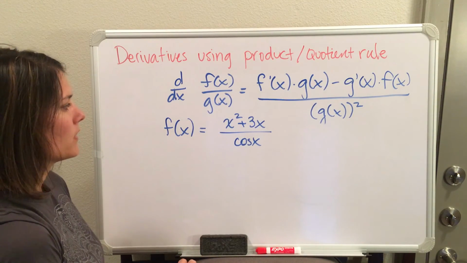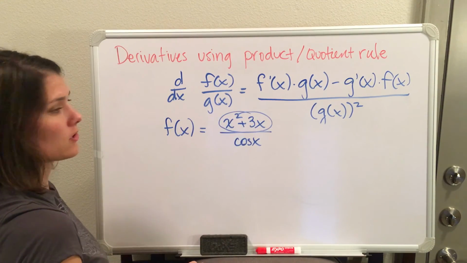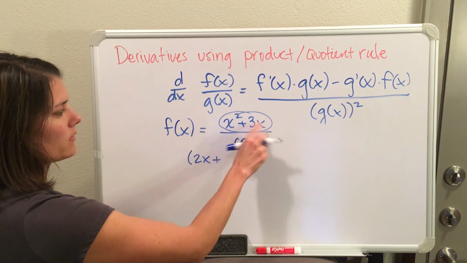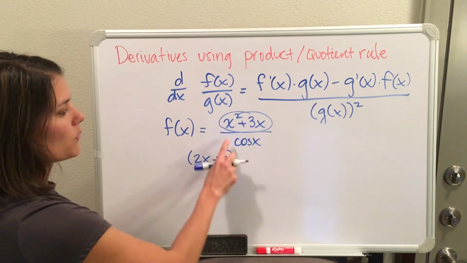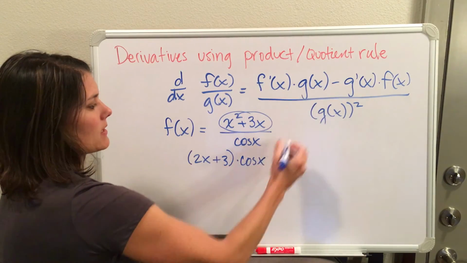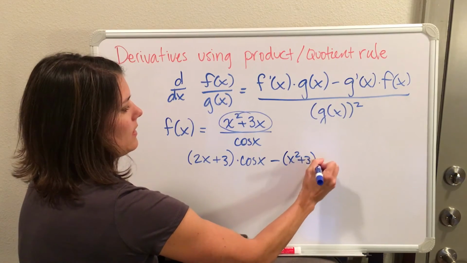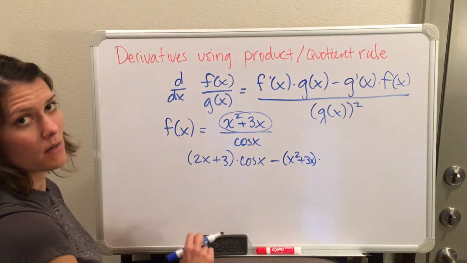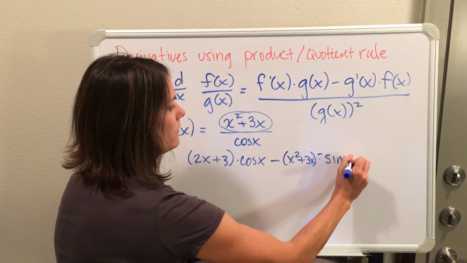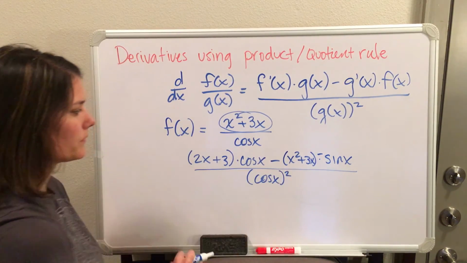It'll make it easier. So what I do first is, again, I'm going to take the derivative of the top function first using power rules. So the derivative of x squared is 2x, and the derivative of 3x is 3. And then I just multiply it to the denominator of cosine. Then I put a minus sign, and then I rewrite the top function, and then I take the derivative of the bottom function, and the derivative of cosine is a negative sine of x. And then I put this all over cosine of x squared.